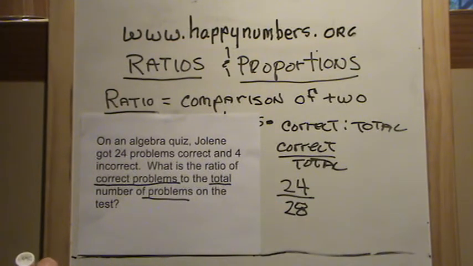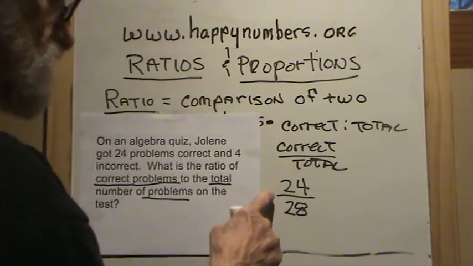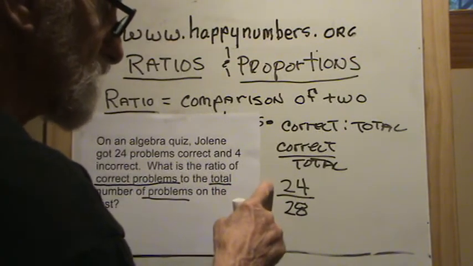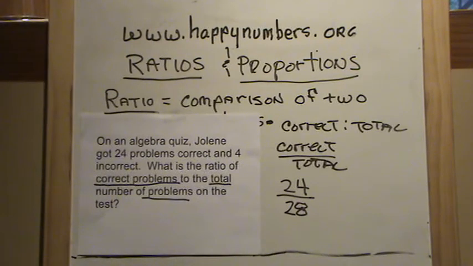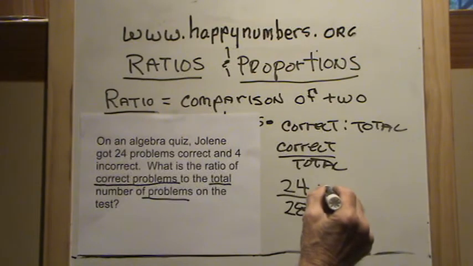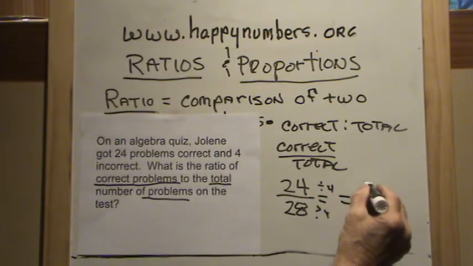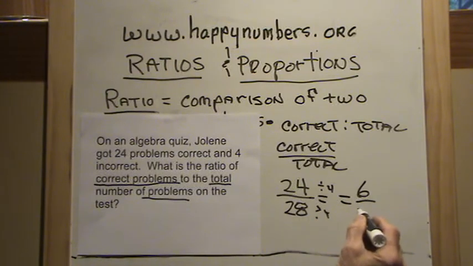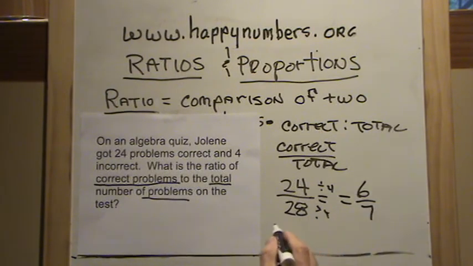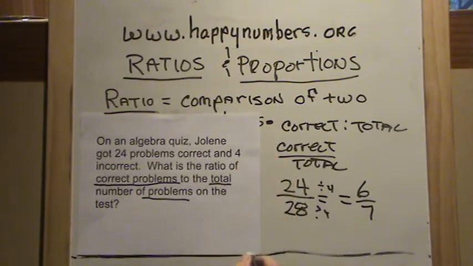And now, let's reduce this to its lowest name, okay? So we can say that 4 goes into 24. We divide by 4 and divide by 4. 4 goes into 24 6 times. 4 goes into 28 7 times. So the ratio of correct to total problems is 6 is to 7.